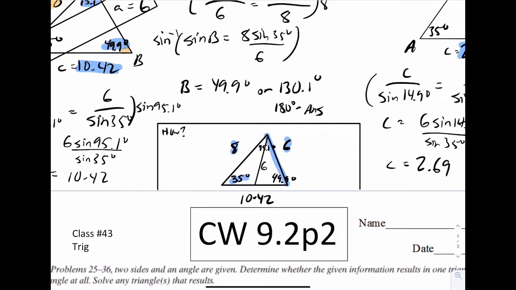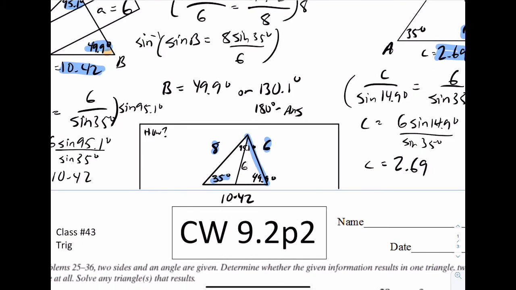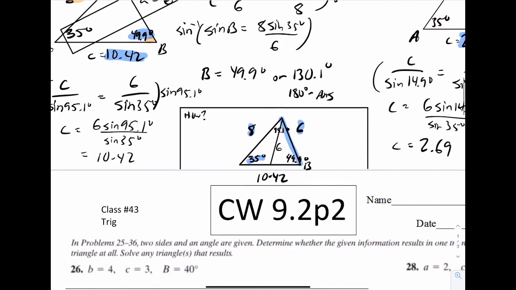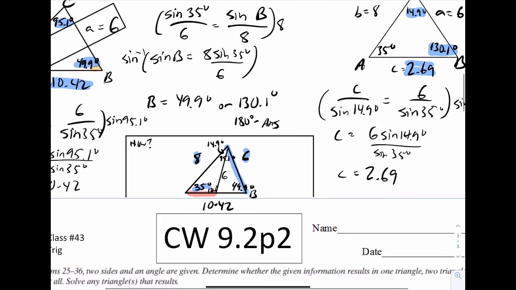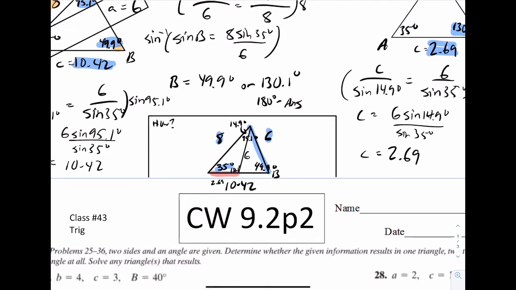But what happens is the angles all change. So notice how B, instead of 49.9 on our other one, is 130.1, which makes sense because that is an obtuse angle. And then 95.1, notice how much smaller it got. We got 14.9. And finally, this last leg, this piece, instead of 10.42, it shrunk to 2.69. So all it's saying is that there are actually 2 triangles possible with the given information. And the whole idea is that this leg can actually swing in or swing out to create 2 separate triangles.